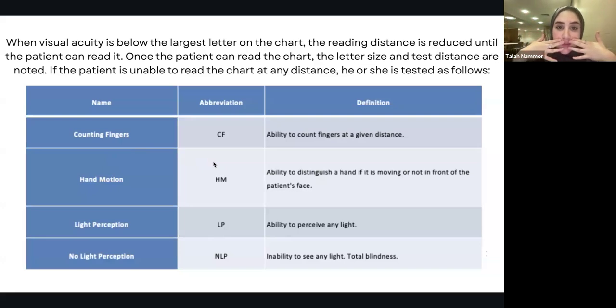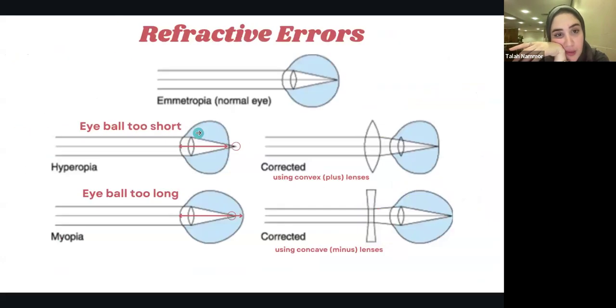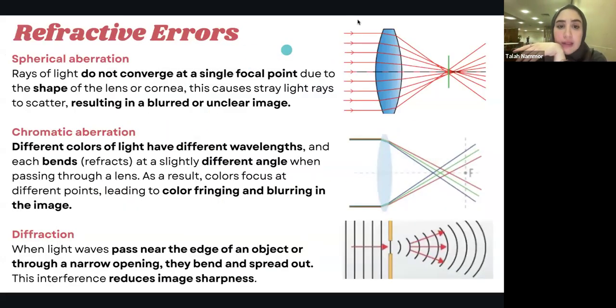Then we can try to see light perception through the pupils and everything. If there is no light perception, they're totally blind. We have something called refractive error. Refractive error is basically errors due to whatever cause. Sometimes it's due to something called spherical aberration. So the sphere itself has an issue, causing the rays to not converge into one point.